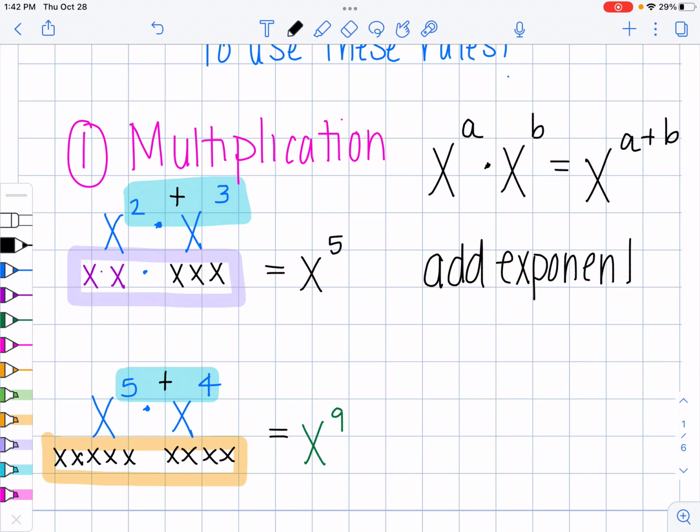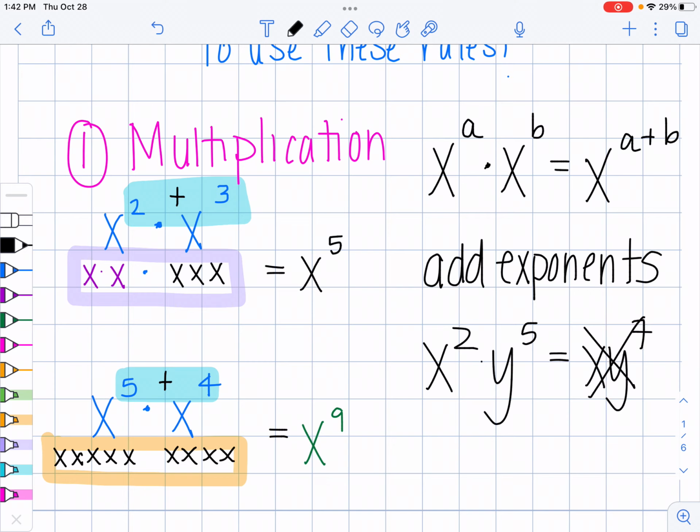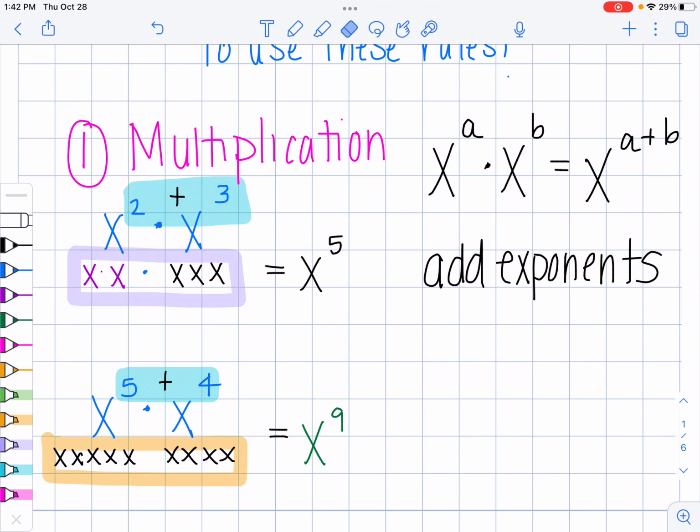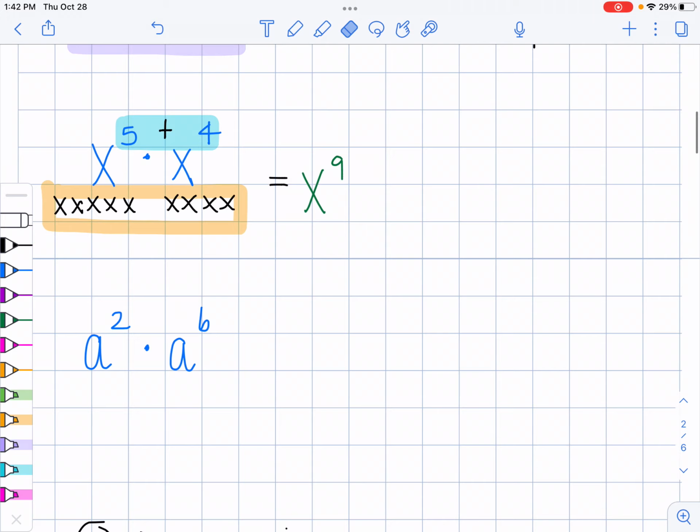And remember, they have to have the same base. So you can't do x squared times y to the 5th equals xy to the 7th. That's not correct. They have to be the same base. Otherwise, you cannot use this rule. Okay, so I want you to try this one. This is a good time to pause the video, try it on your own, and see what you get.